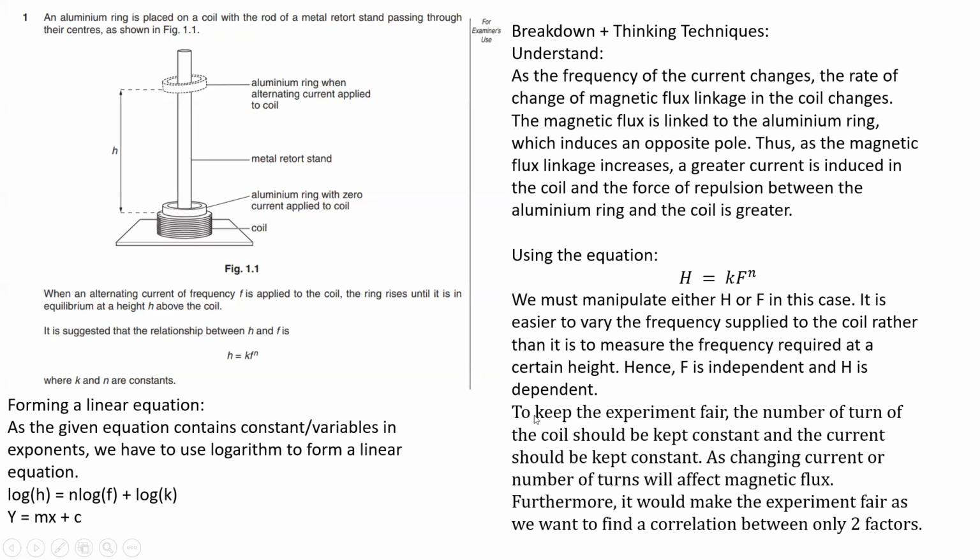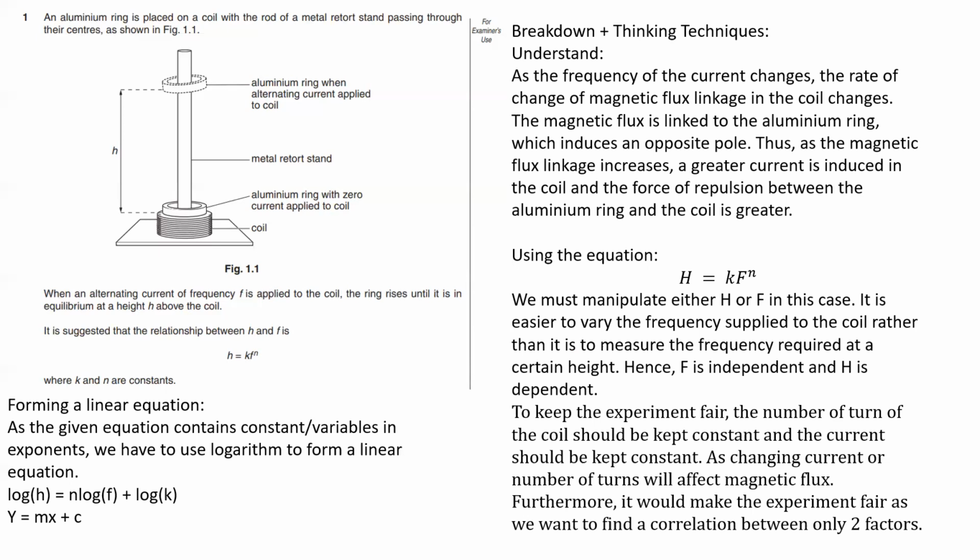And also, to keep the experiment fair, the number of turns of the coil should be kept constant because magnetic flux linkage is proportional to the number of coils. So if we increase the number of coils in between experiments, it will not be reliable because the magnetic flux linkage is not going to be constant at the same frequency. If you use the same frequency but have a larger number of coils, the magnetic flux would be greater, the repulsion would be greater, and then the data will not be comparable. You have to make sure your data is comparable. Okay, so keep the experiment fair.